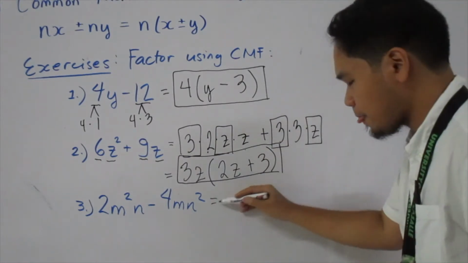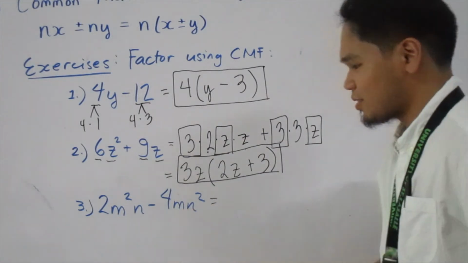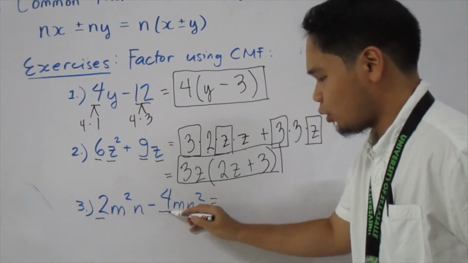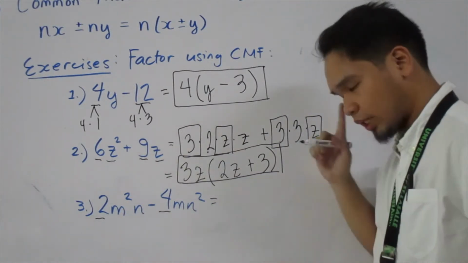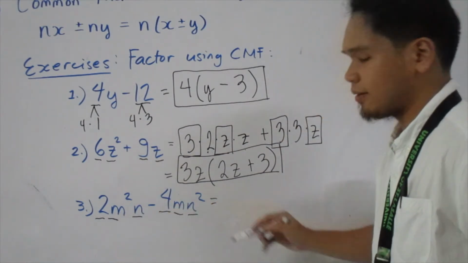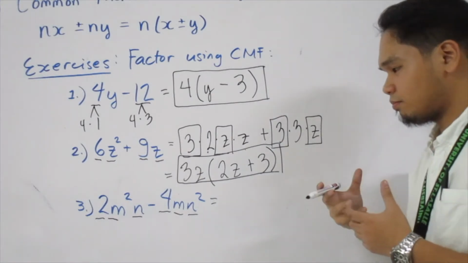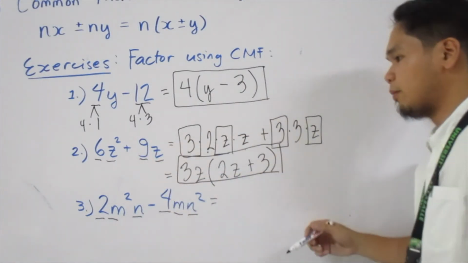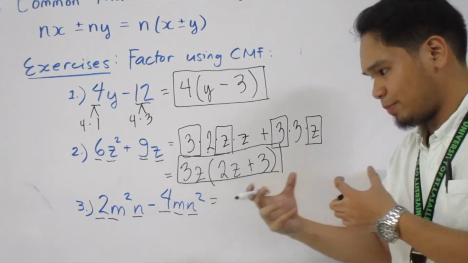So for number 3, okay, this is a more challenging one. So first look at the coefficients. They're both multiples of 2. Let's put it in our minds. And we have 2 variables. We have an m and an n. So to picture this out clearly, let's do number 3 the same thing we did with number 2. So we're going to factor this completely.